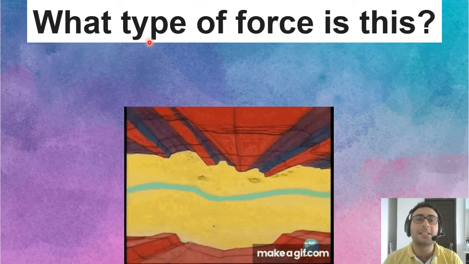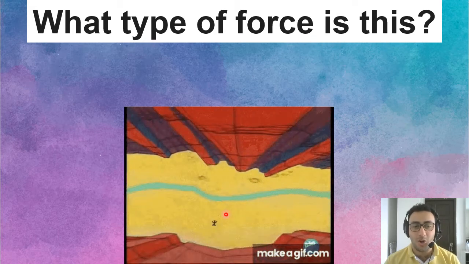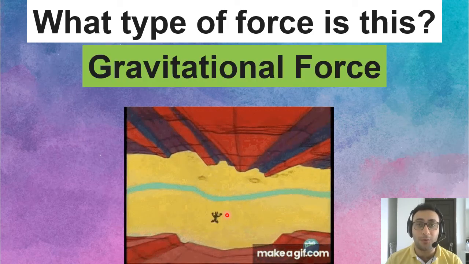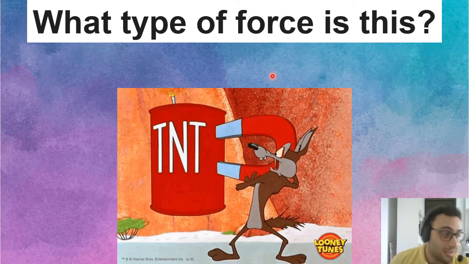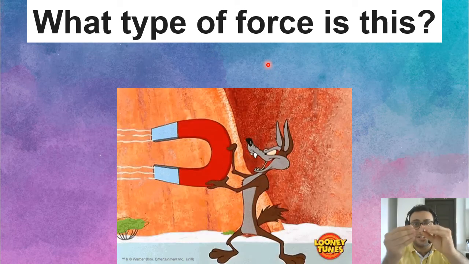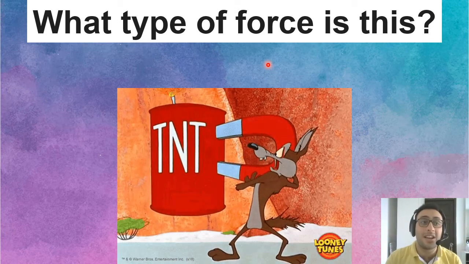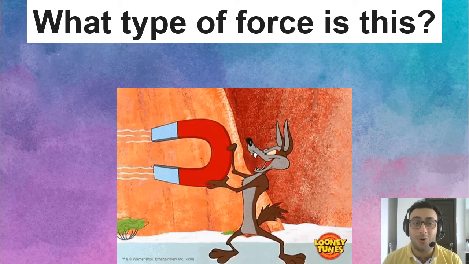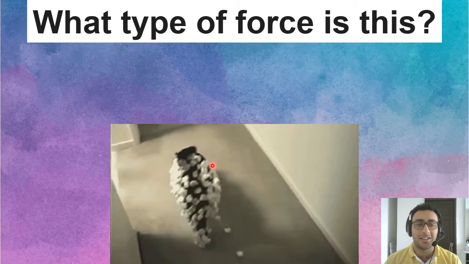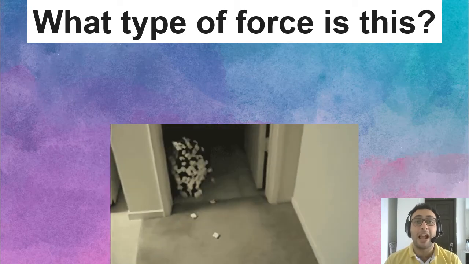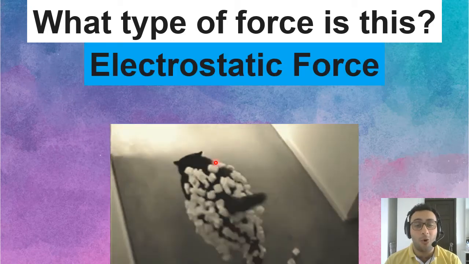Before we do that, let's do a little practice. What type of force is this? Boom. This is gravitational force. Yes. Now, what type of force is this? Remember this. This is magnetic force. Right. Good job. What about this? This is electrostatic force. Great job.